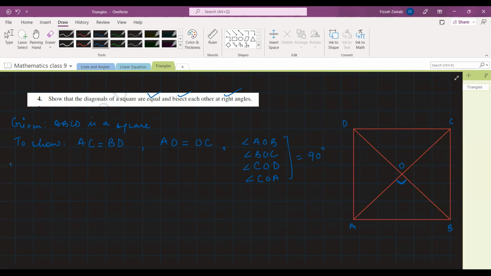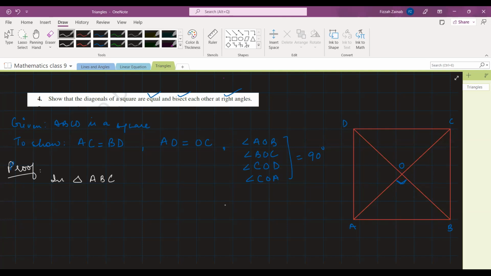So let us do the proof. First thing we try to show AC is equal to BD, the first thing that the diagonals are equal. So that we can do if we show two of the triangles congruent. Now see AC, right? Now AC is part of the triangle ABC. Can you see that?